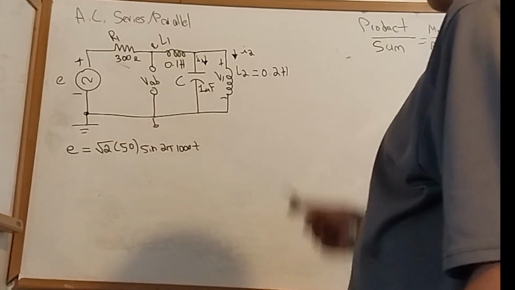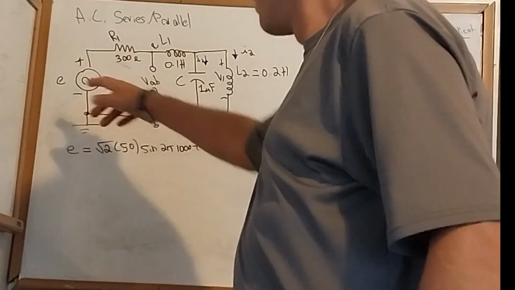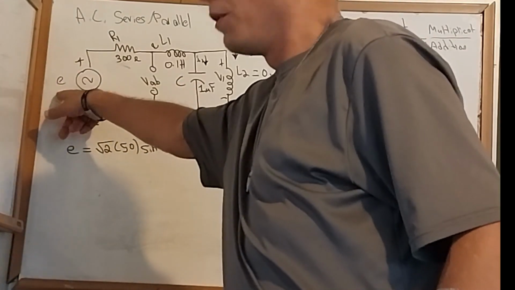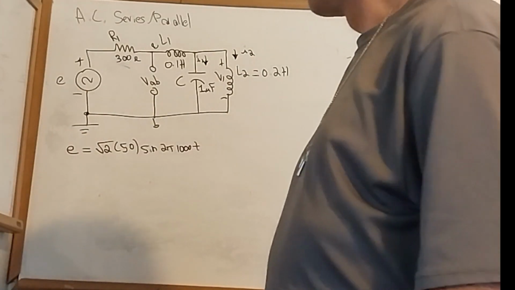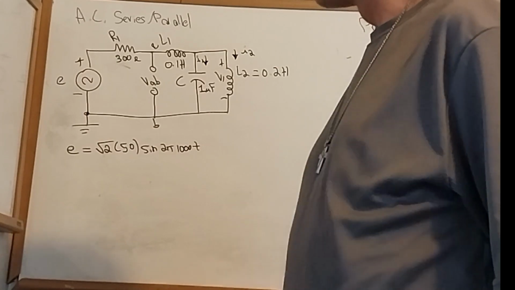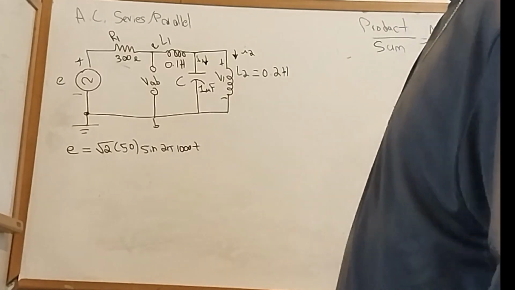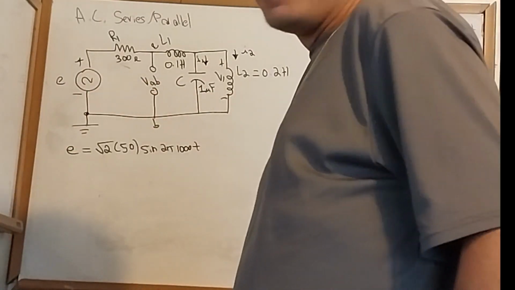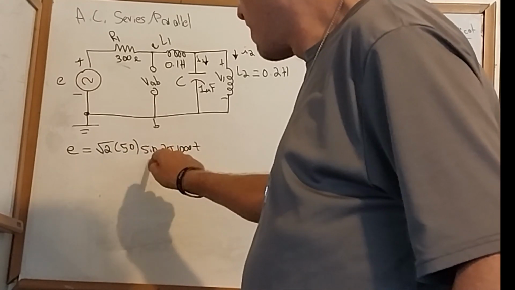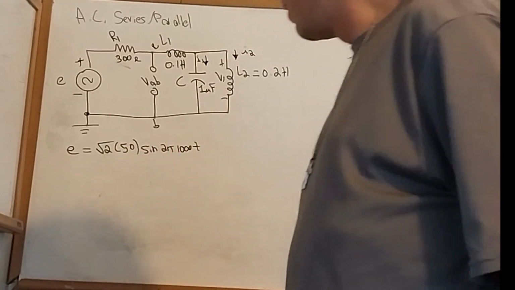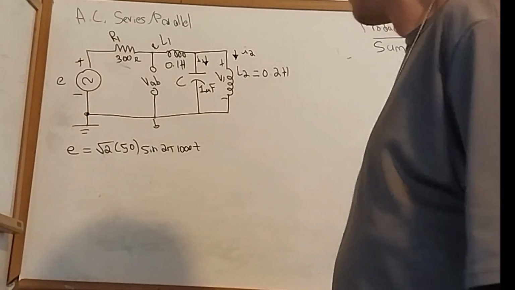Okay, we're going to work out this problem. This one has a lowercase e for its voltage. We did a problem last time where we had a capital E voltage of 40 volts at an angle of 0 degrees. This lowercase e is equal to the square root of 2 times 50 times sine of 2 pi times 1000 t. I'll explain what these values mean before we get started with this circuit.